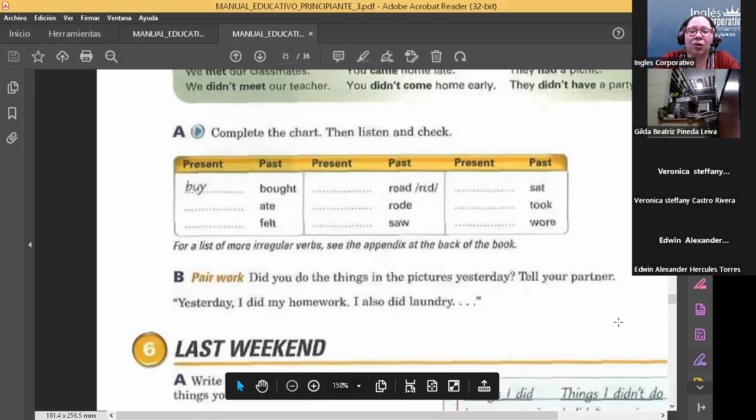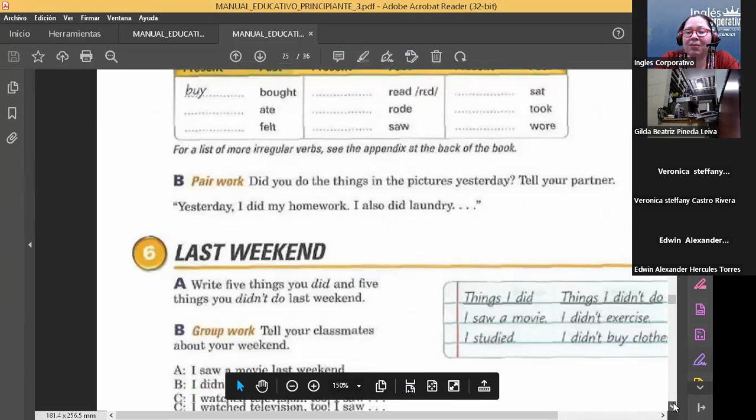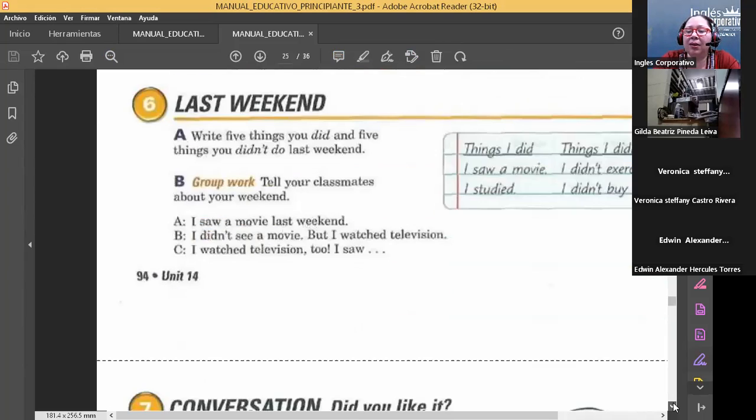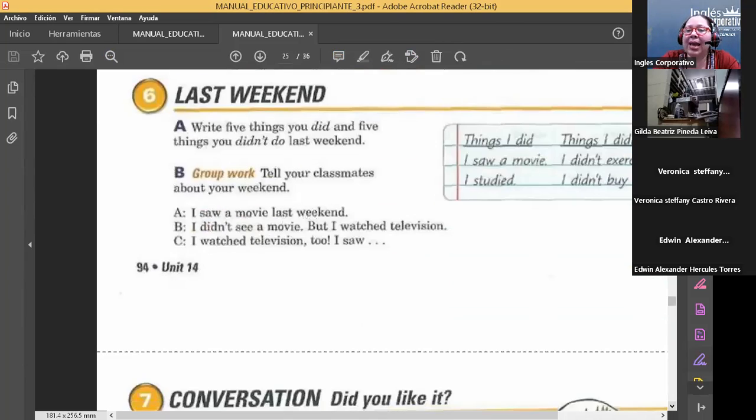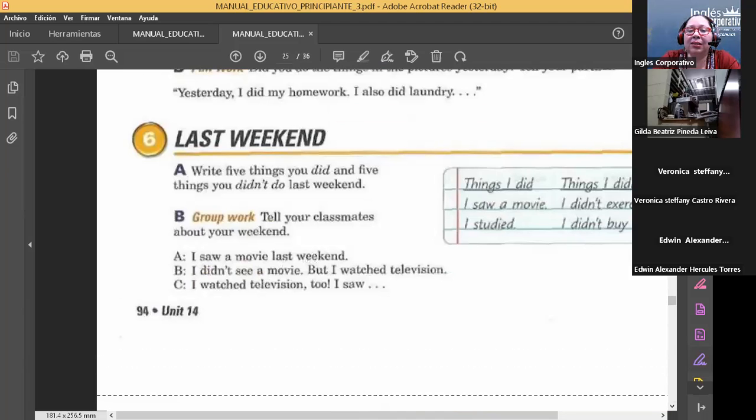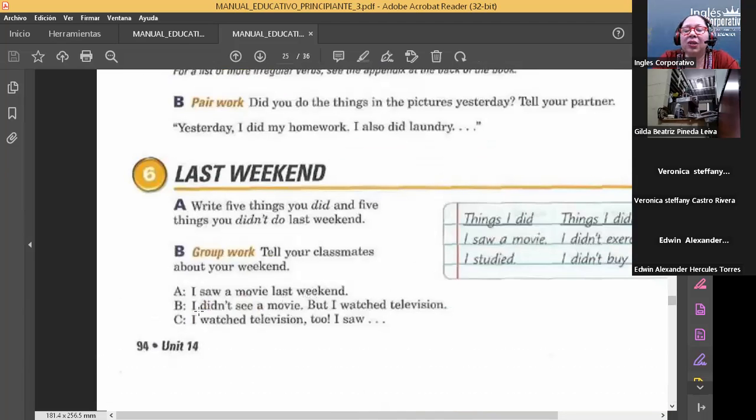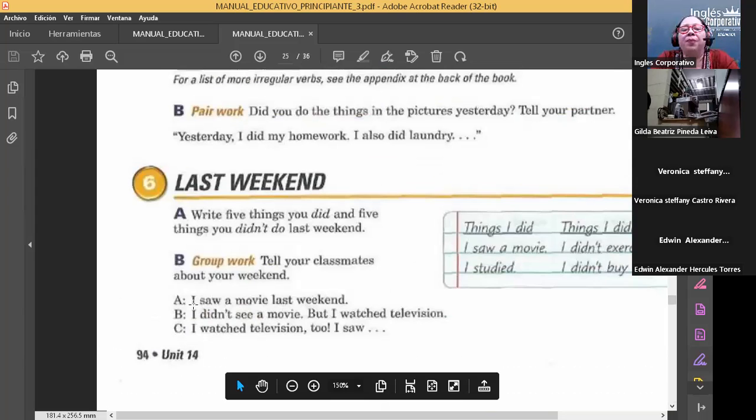Ok. Y veamos en last weekend lo que estábamos haciendo, ¿verdad? Y vemos, last weekend. Vamos a ver. Veamos este ejemplo. I saw a movie last weekend. I didn't see a movie, but I watched television. I watched television too. I saw, y cualquier película, ¿verdad? Entonces, veamos cómo han seguido esta. Y así vamos ahorita nada más en estos 2 minutitos.